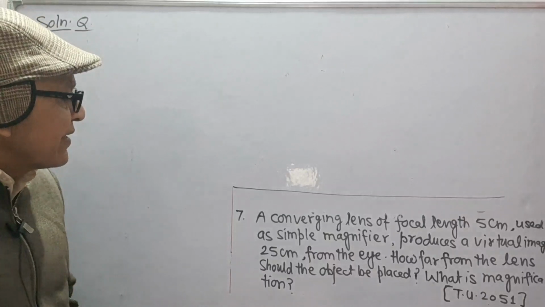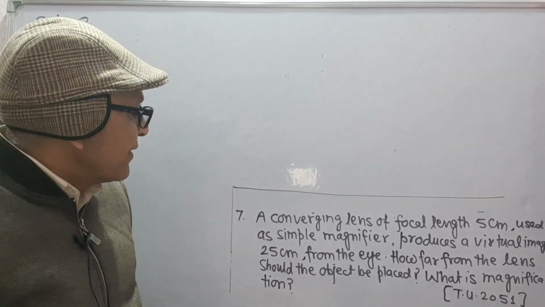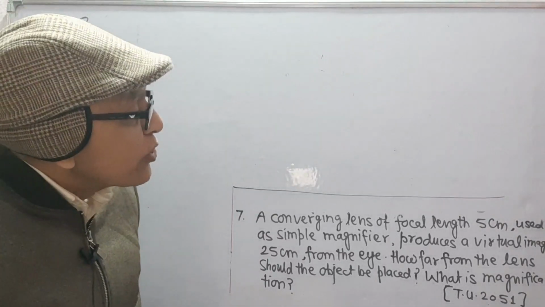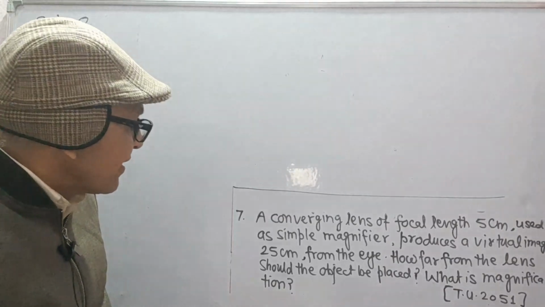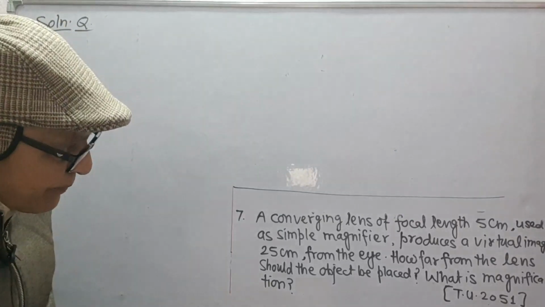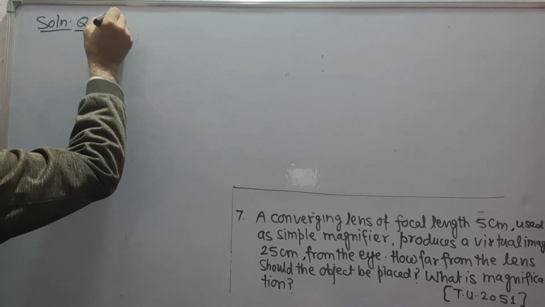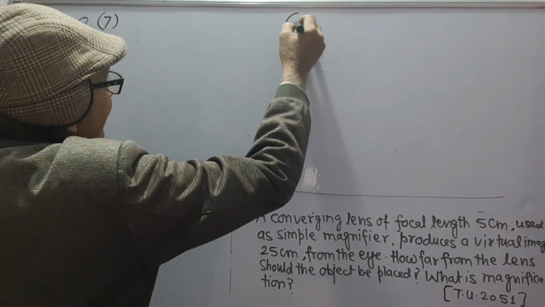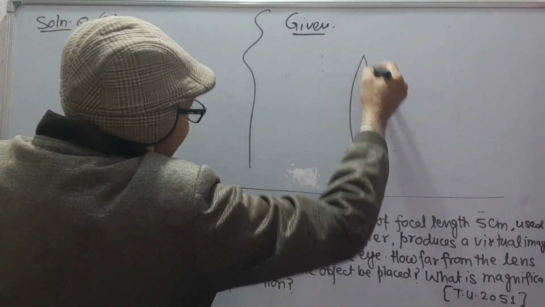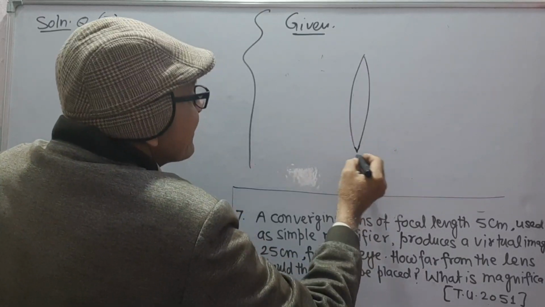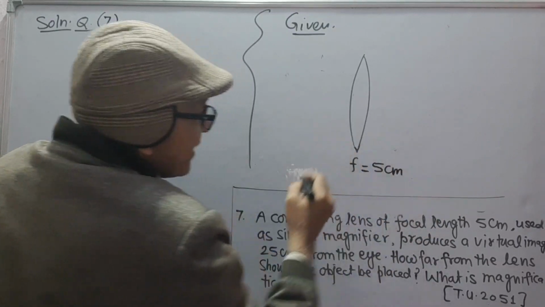Next, question number 7. The question is, a converging lens of focal length 5 cm used as simple magnifier produces a virtual image 25 cm from the eye. How far from the lens should the object be placed? What is the magnification? Solution to question 7. Here, given, this is a thin converging lens of focal length 5 cm used as magnifier.